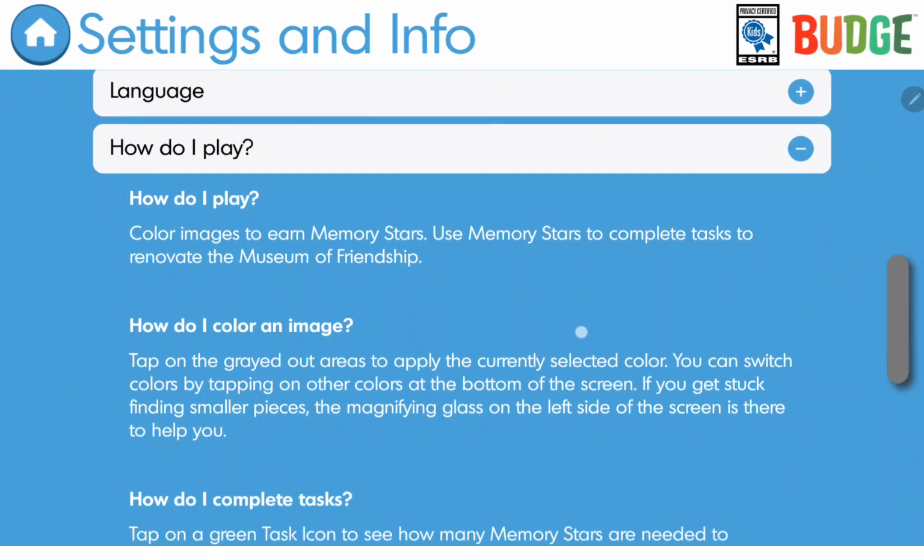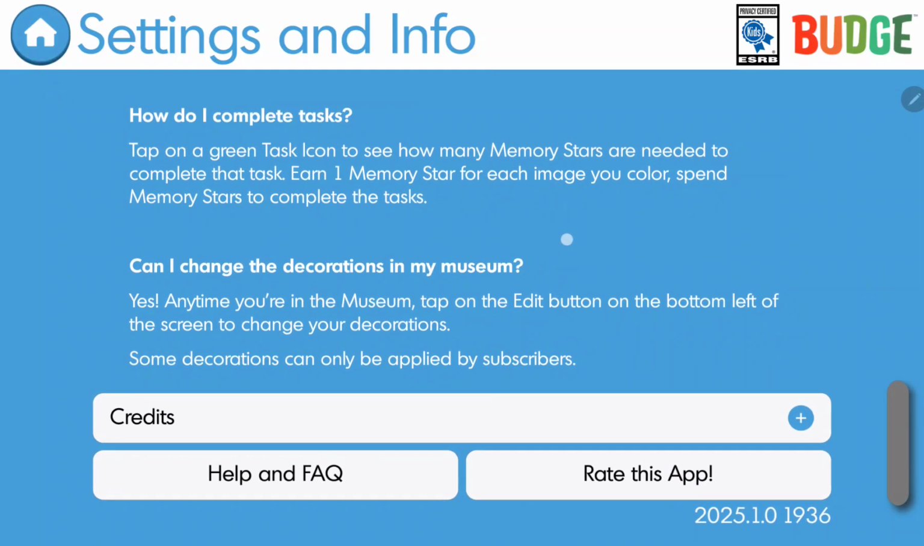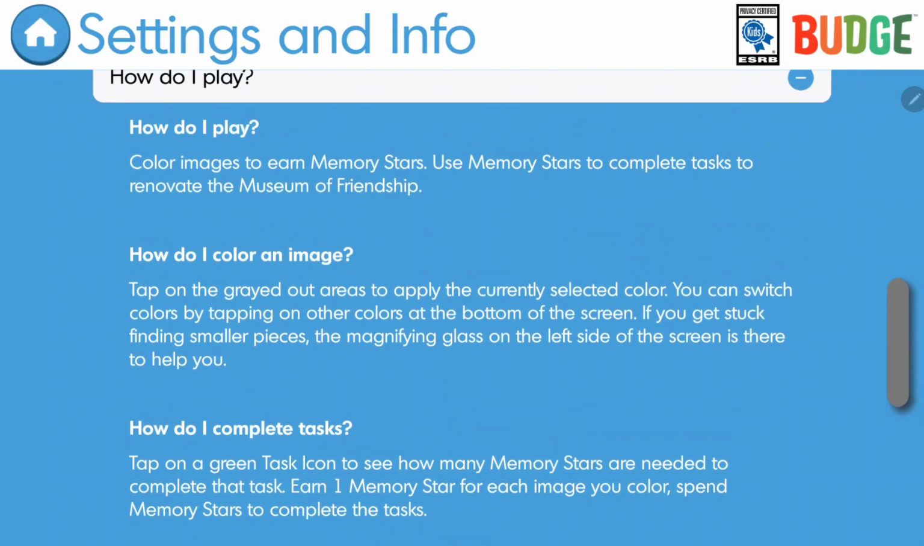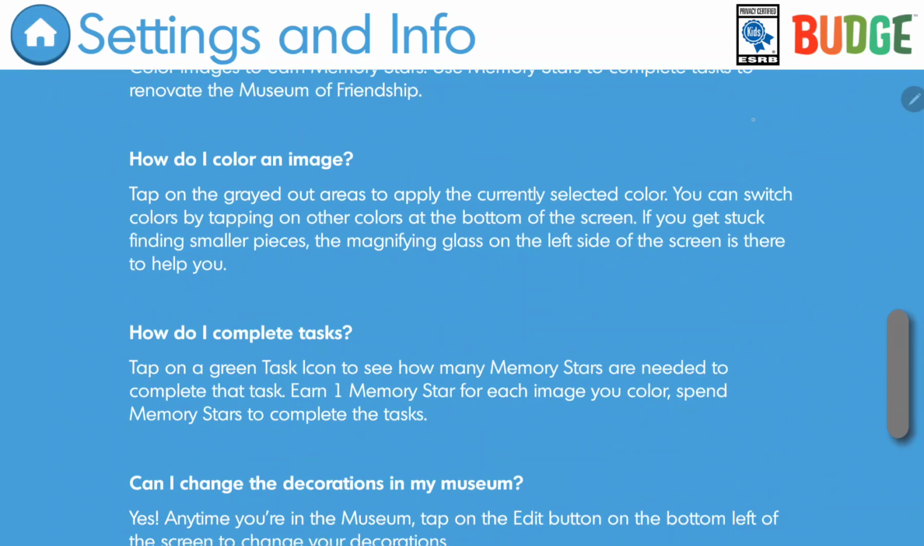How do I play? How do I color an image? How do I complete tasks? How can I change decorations in my museum? And you can find the answers. For example, color image to earn memory stars, use memory stars to complete tasks to renovate the Museum of Friendship.